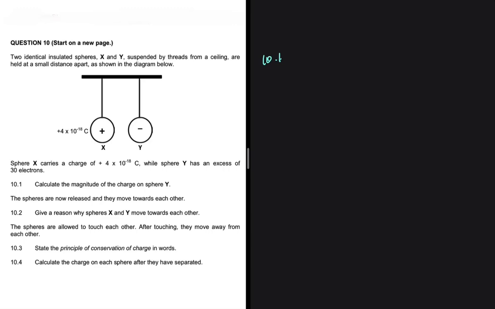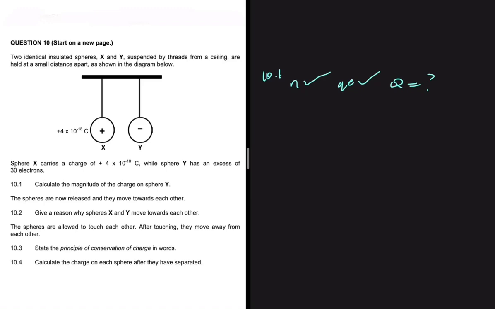So let's gather our information and see which formula we can use. We're given the number of electrons on sphere Y. Another thing we know is the charge of an electron. Although it is not given to us in this question, it is a constant, minus 1.6 times 10 to the minus 19. So what are we looking for again? We're looking for the magnitude of the charge on sphere Y.